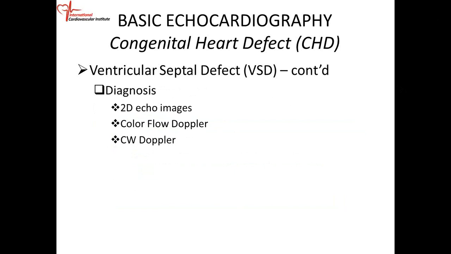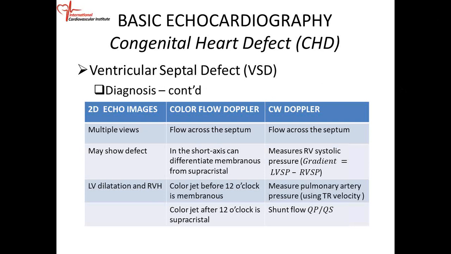So how do we make the diagnosis of ventricular septal defect? Of course, when you're making any diagnosis, it's history, physical, and then tests, but we're talking about echo here. So the patient comes to the echo lab, how do you make the assessment? You use your two-dimensional echo, your color flow Doppler, your spectral Doppler, and then you put everything together and you do your report. So with your two-dimensional echo, you use multiple views.